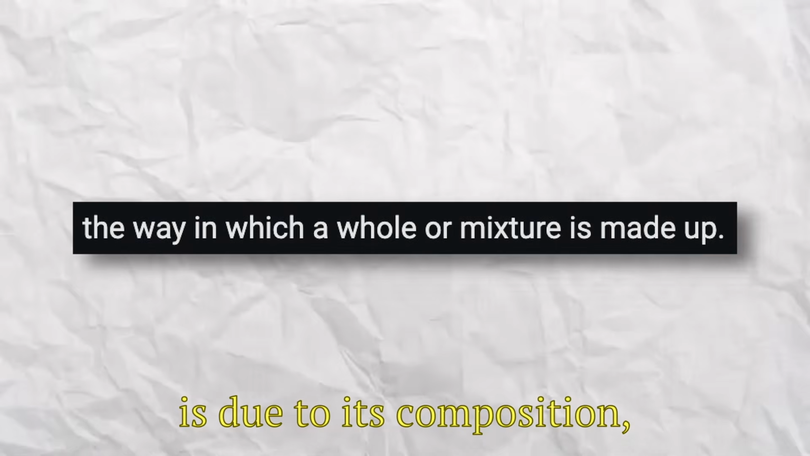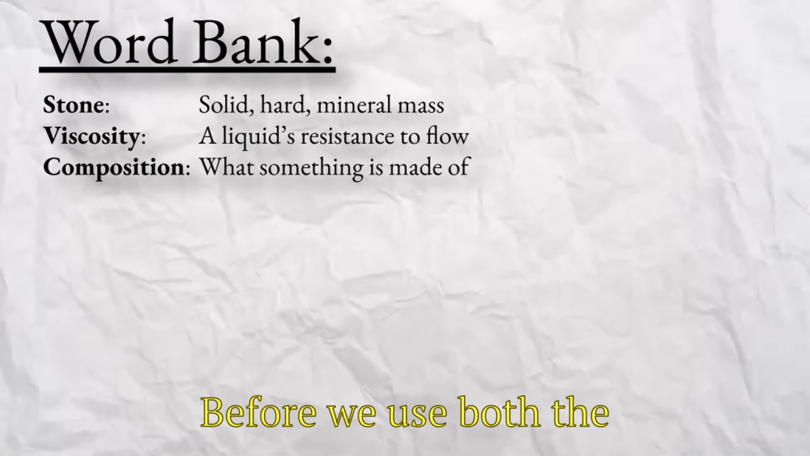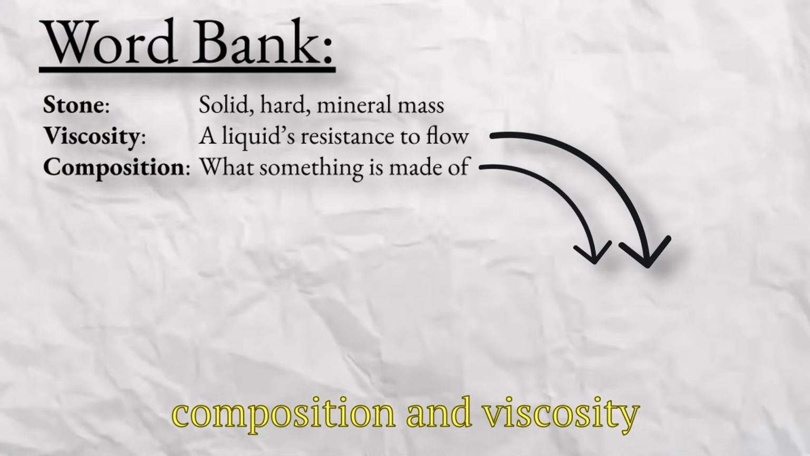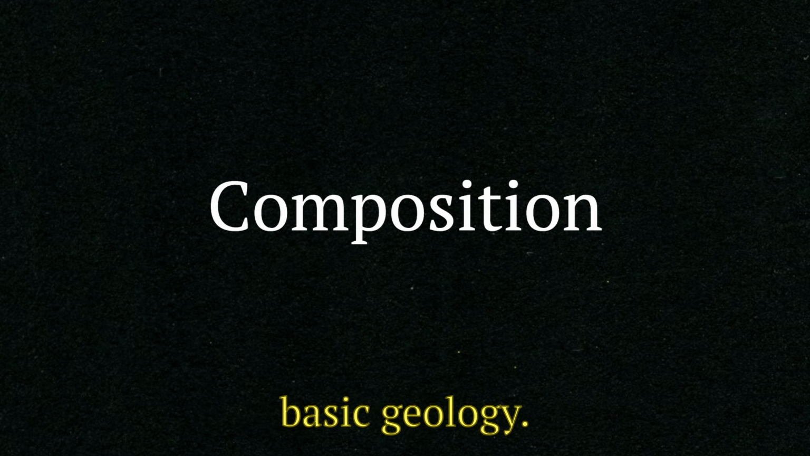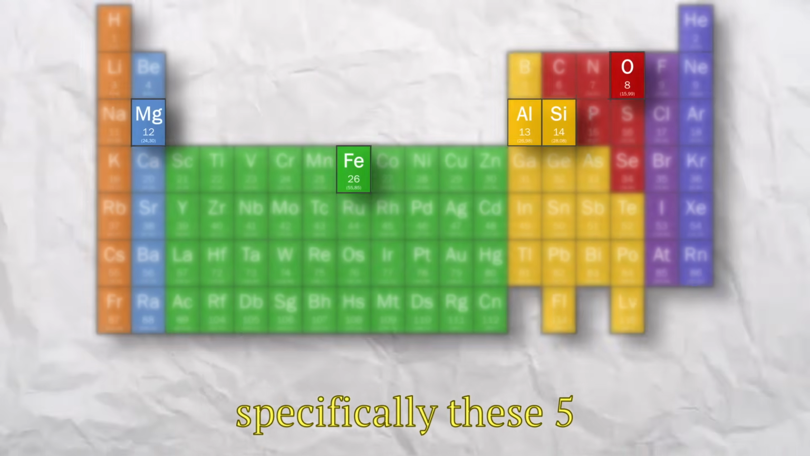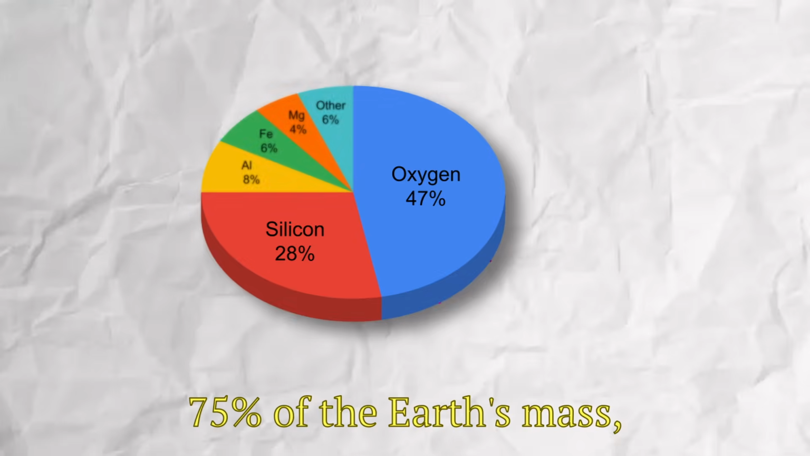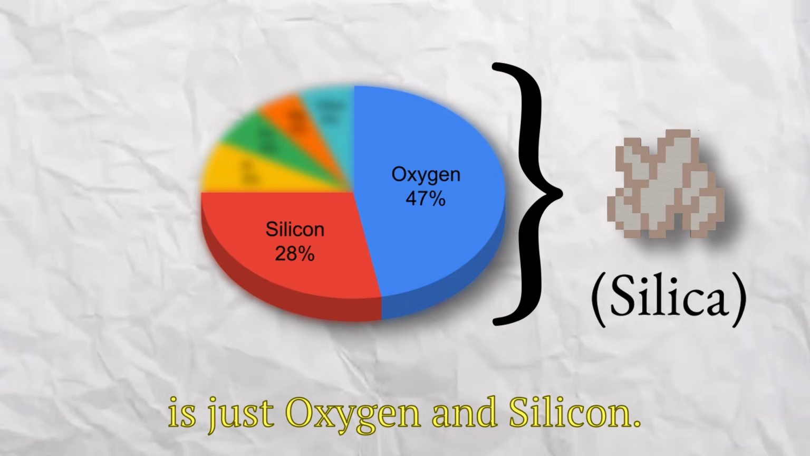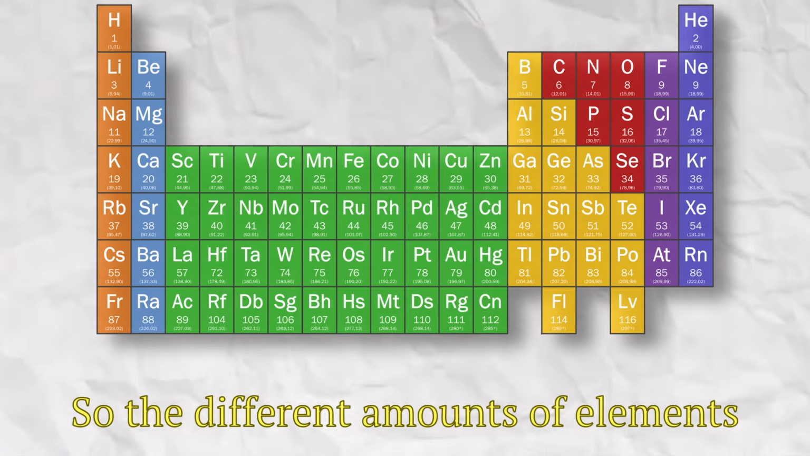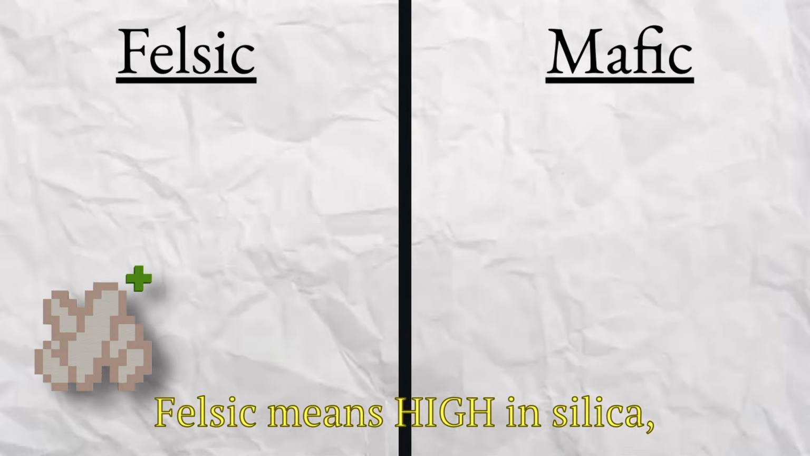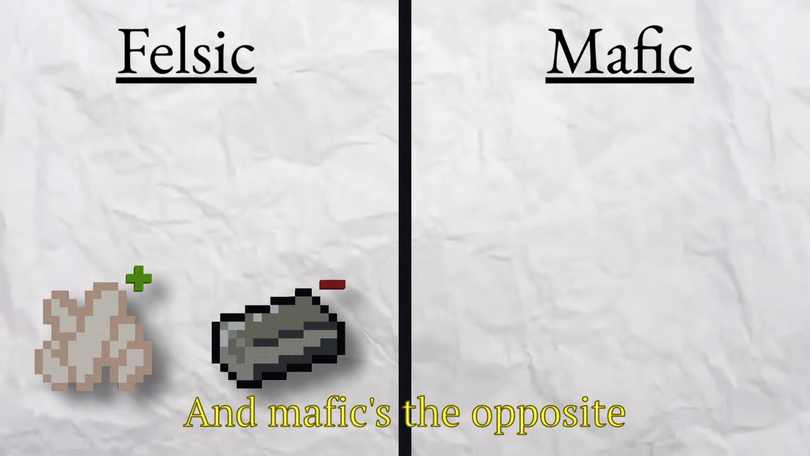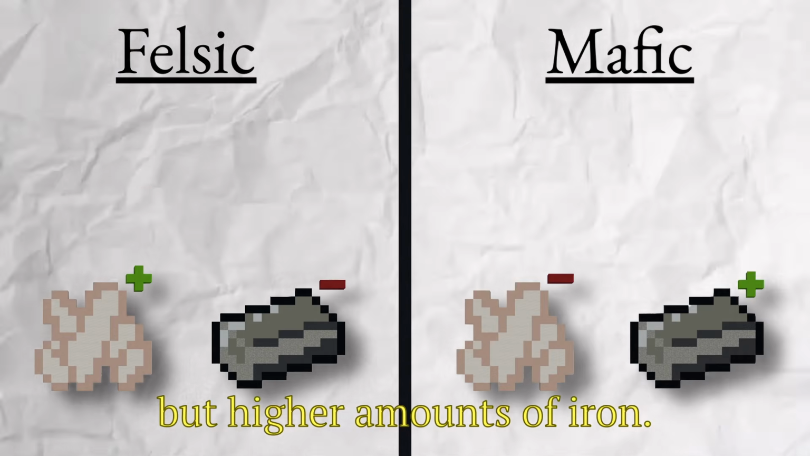The reason behind the different viscosities is due to its composition, another word for what it's made out of. Before we use both the composition and viscosity of lava to identify the rock, we are going to have to do a deeper dive on some basic geology. Earth is made out of elements, specifically these 5, and as you can see, 75% of the Earth's mass is just oxygen and silicon. So the different amounts of elements make up different compositions, ranging from the categories of felsic to mafic. Felsic means high in silica but low in iron, and mafic's the opposite, meaning lower amounts of silica but higher amounts of iron.